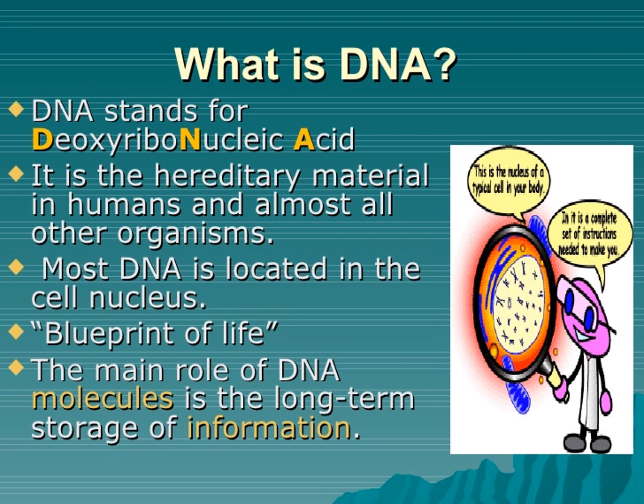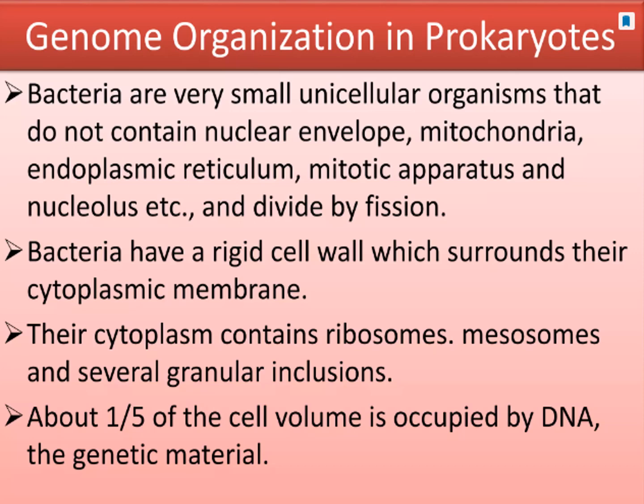And we all know the basic introduction about DNA. DNA is the hereditary material in humans and almost all living organisms. Most of the DNA is located inside the cell nucleus, and it's called the blueprint of life. The main role of the DNA molecule is the long-term storage of information. Now we'll see how the genome is organized inside the prokaryotic cell.